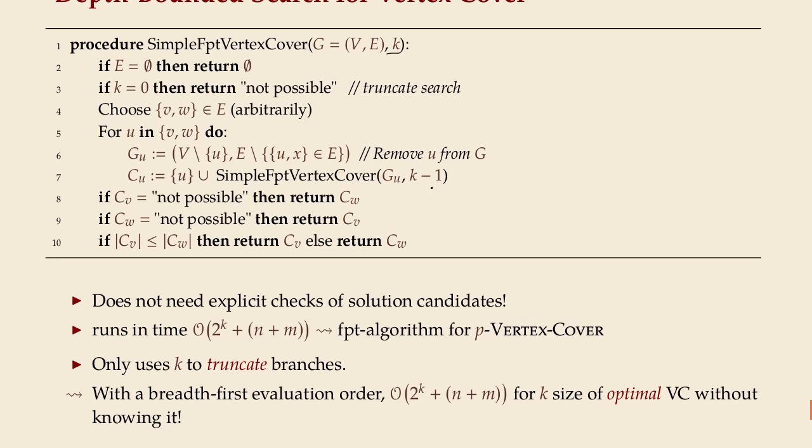Then you recursively solve the instance where you subtract one from the parameter, because we're only interested in vertex covers where we can add that node that we just selected and are still better than the bound.